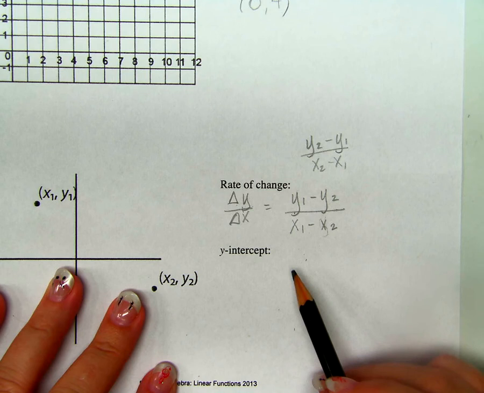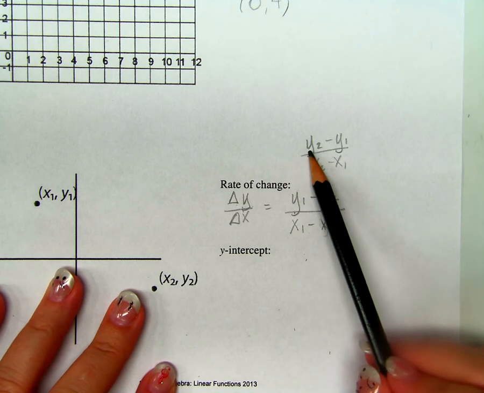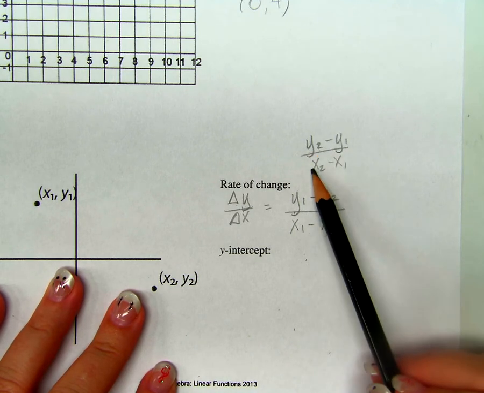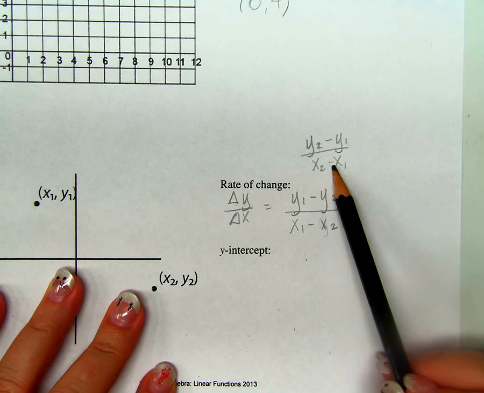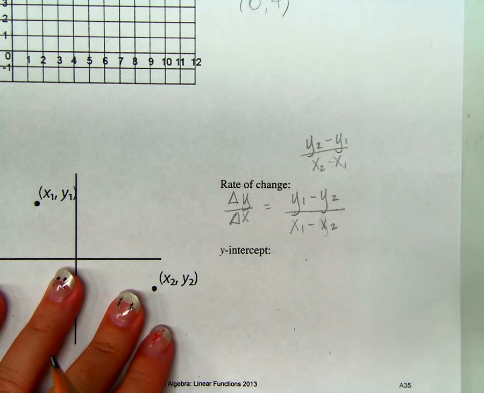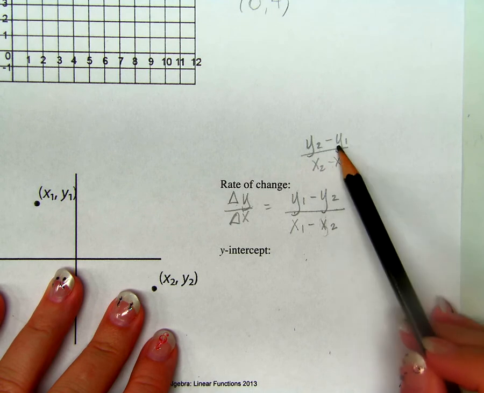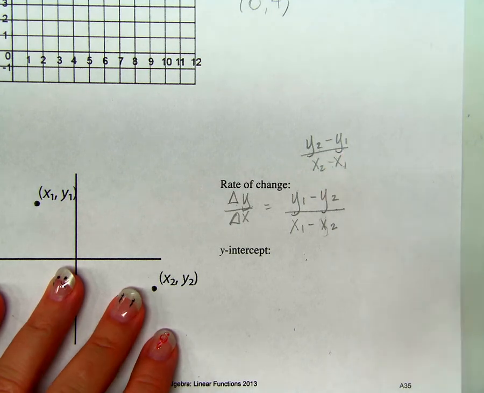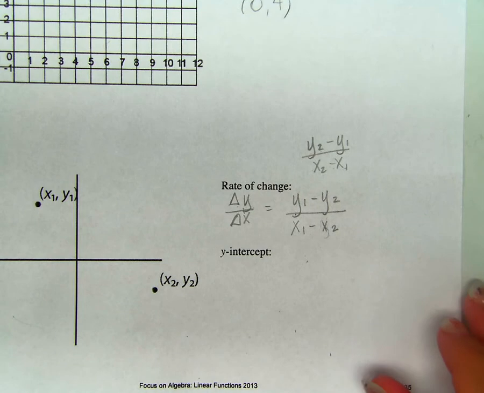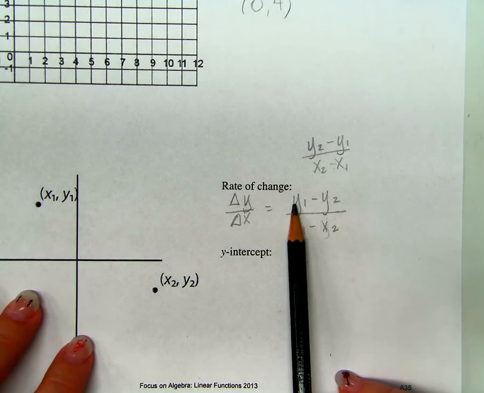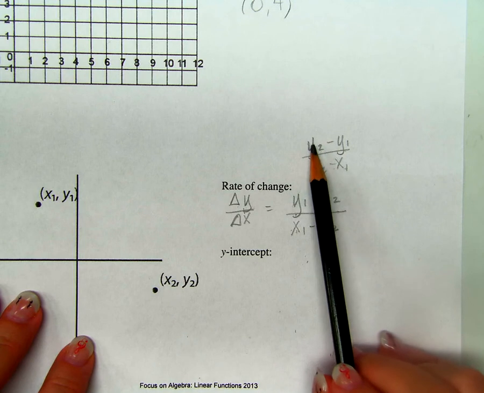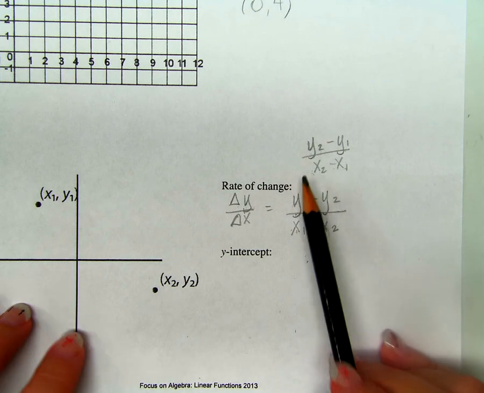We can. Okay? But if I start with the second y value and subtract the first y value, then I have to start with the second x value and subtract the first x value. Does that make sense? I can't mix them. I can't do y sub 2 minus y sub 1 over x sub 1 minus x sub 2. If I start with the first point, I start with the first point for the y and the x. If I start with the second point, I start with the second point for the y and the x.